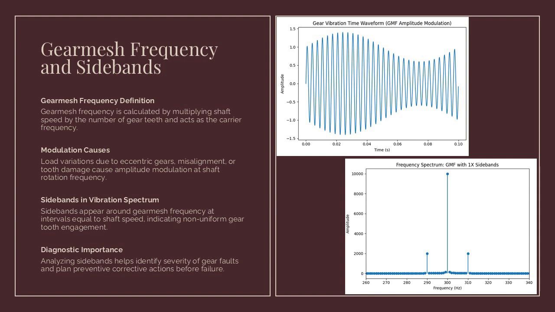These sidebands confirm modulation of the gear mesh signal and allow us to identify the rotating source of the disturbance. As the number and magnitude of sidebands increase, it indicates worsening gear condition and higher severity, making this pattern a key diagnostic indicator for early detection and trending of gear faults.